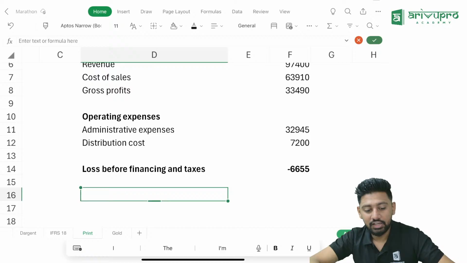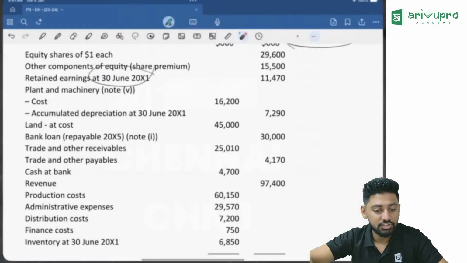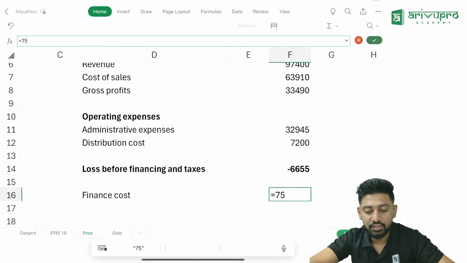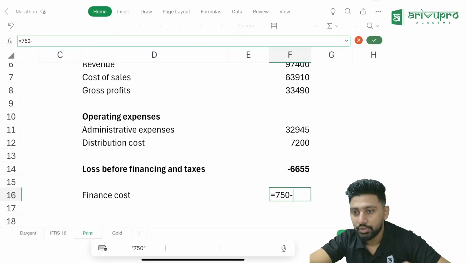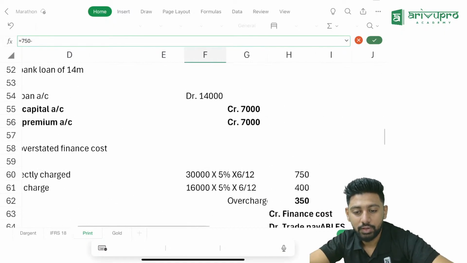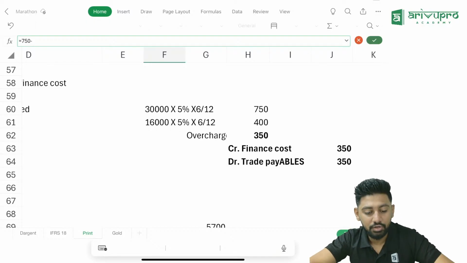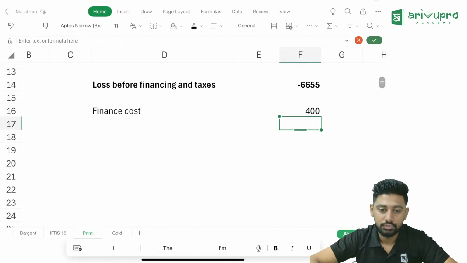Now that I'm done with this, I obviously have my finance cost. My finance cost is given as 750. So I'm going to take 750. Do I have any adjustments to make? Yes, we made some adjustments. Meaning my finance cost is going to come down. I have overcharged 350. So I'm going to remove my 350 and make it 400.